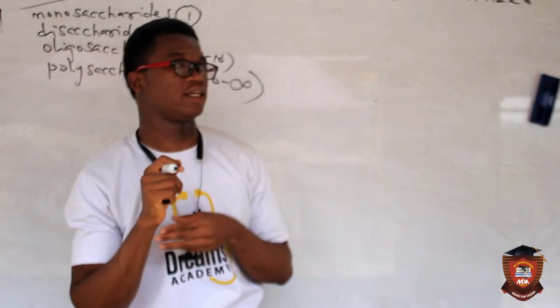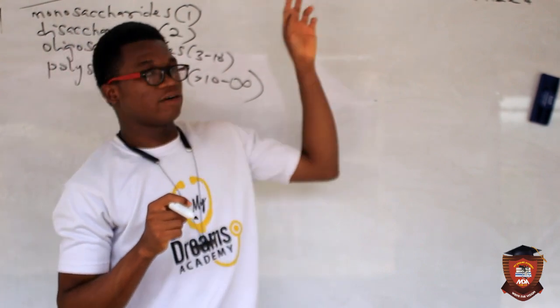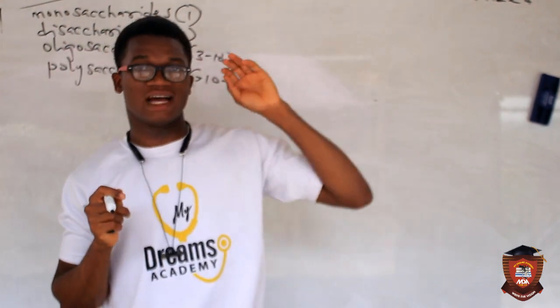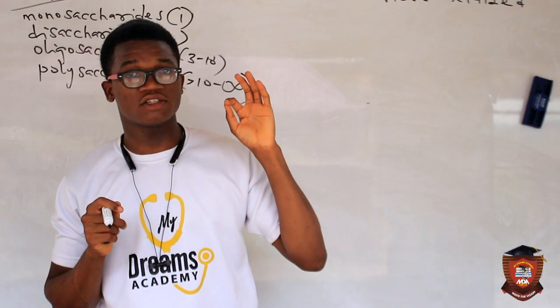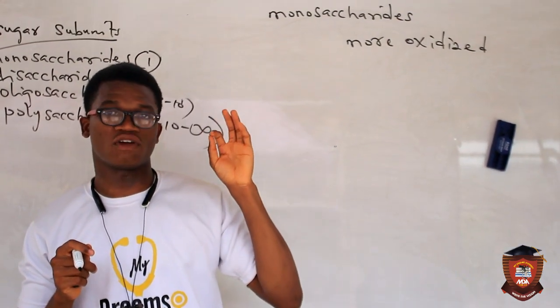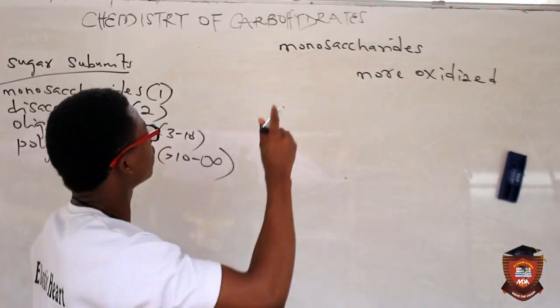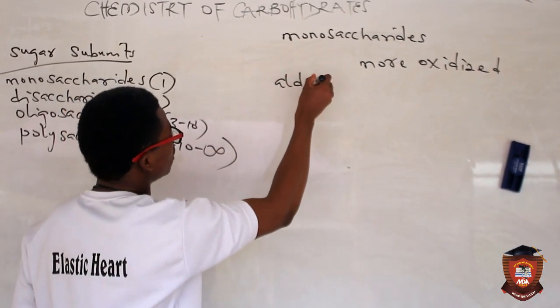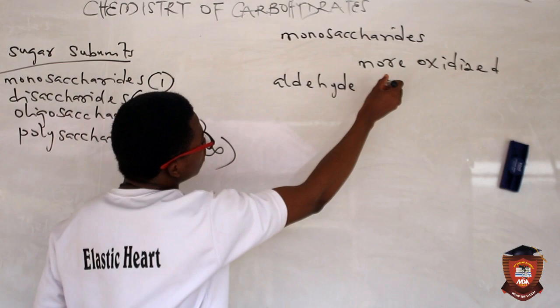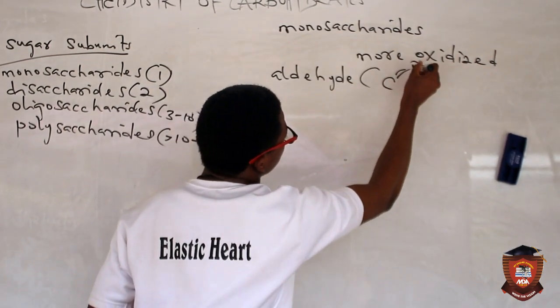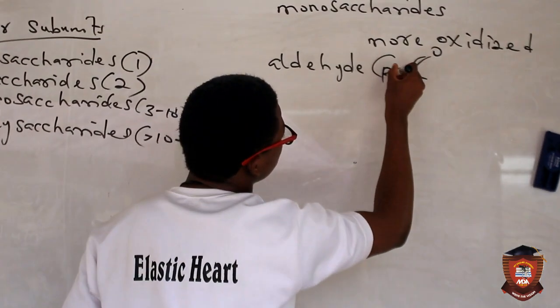Let me take it all over again. Monosaccharides have the OH group as a general functional group, but in addition to this, they also have another functional group which is more oxidized than OH. So some of them have the aldehyde functional group, as a CHO functional group.